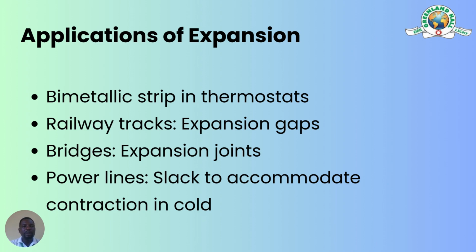Now, applications of expansion. We use it to construct a thermostat, so that's why we use the metallic strip. Also railway track expansion gaps, bridge expansion joints, and power lines sagging to accommodate contraction in cold weather. That's why you see the power lines in our streets always sagging, so that when there is contraction, it will reduce in size and accommodate a particular kind of contraction. Those are the typical examples. Although we also use expansion to fit the rim of tires sometimes, and we also use it to rivet, to join two metals using rivet material.